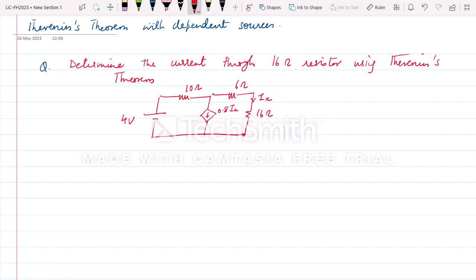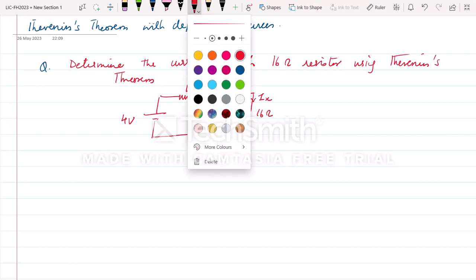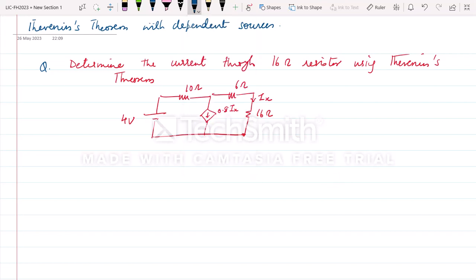So hello students. In this video we are going to see what is Thevenin's theorem, what are dependent sources, and how we can solve the circuit using Thevenin's theorem when the circuit has dependent sources. You can see here in this circuit there is one dependent source, the source which is dependent on some value like this. This is nothing but the dependent source.